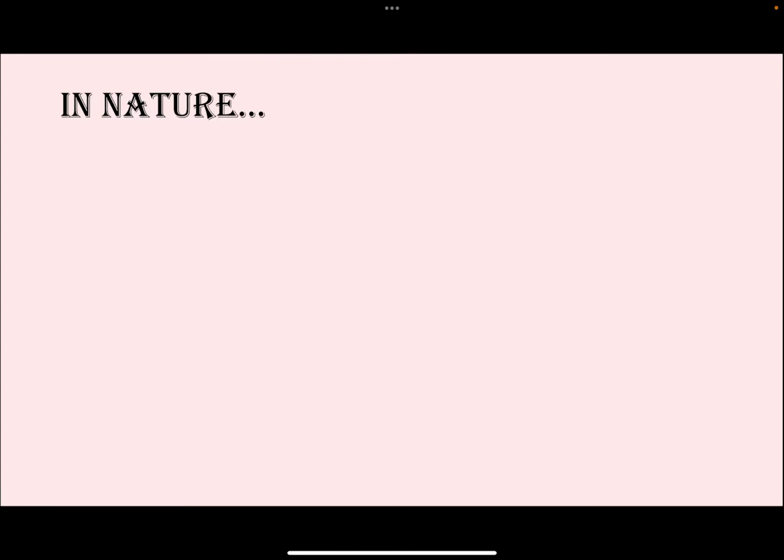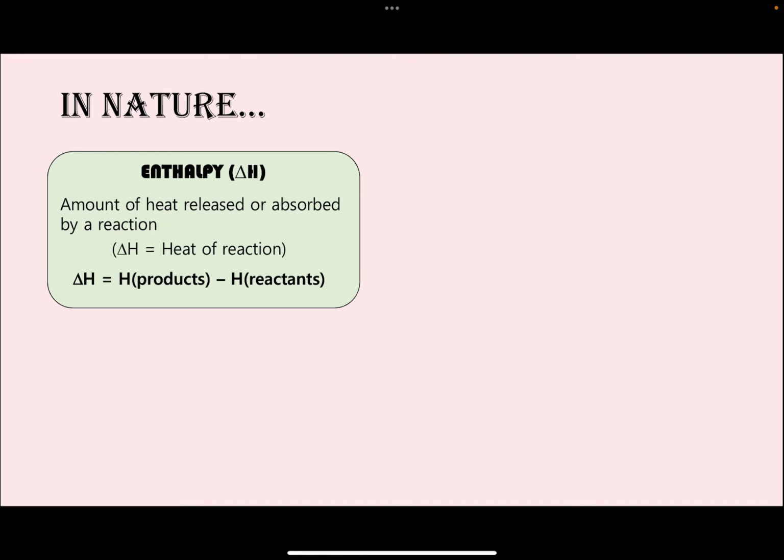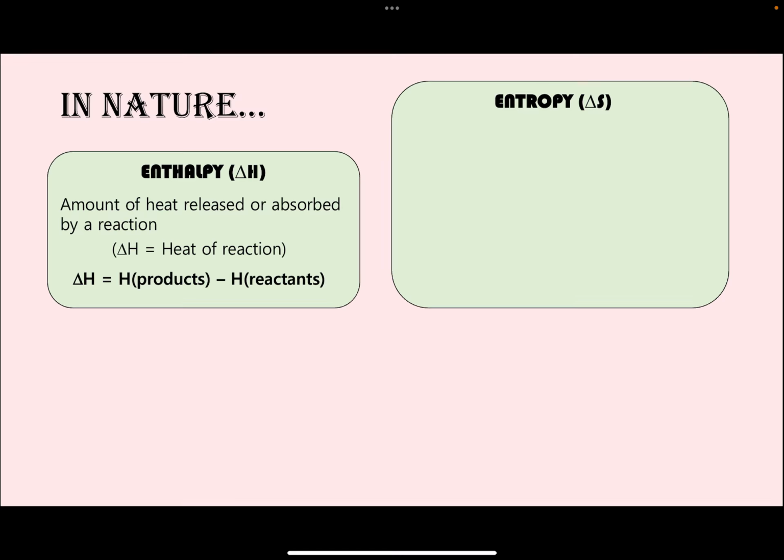Now, a very, very important thing to remember is in nature, what type of reactions are favored. So let's first review some of the information that we know. So we know what enthalpy is. We just learned that it's the heat of the reaction, heat of products minus heat of reactants. And then there's also something else called entropy. You might see the symbol delta S for entropy. So just don't get confused.